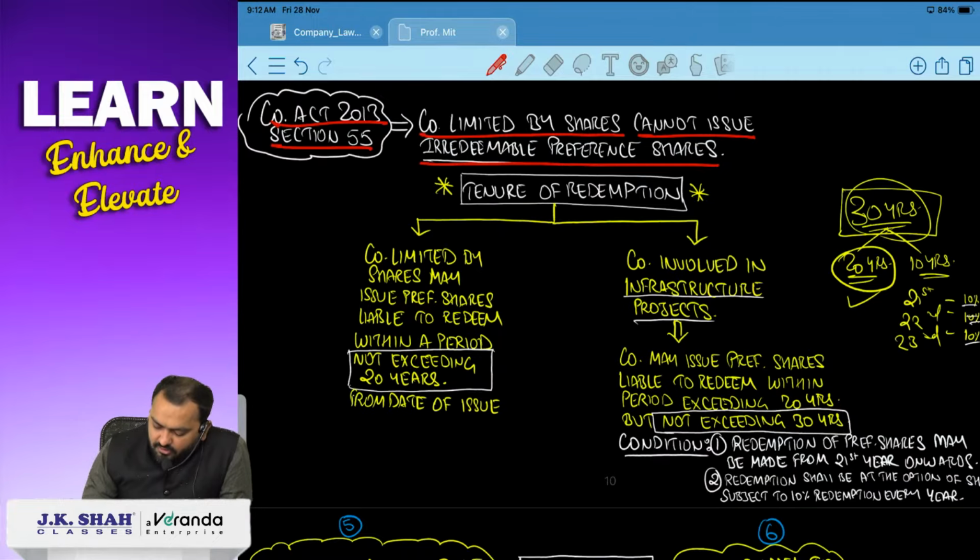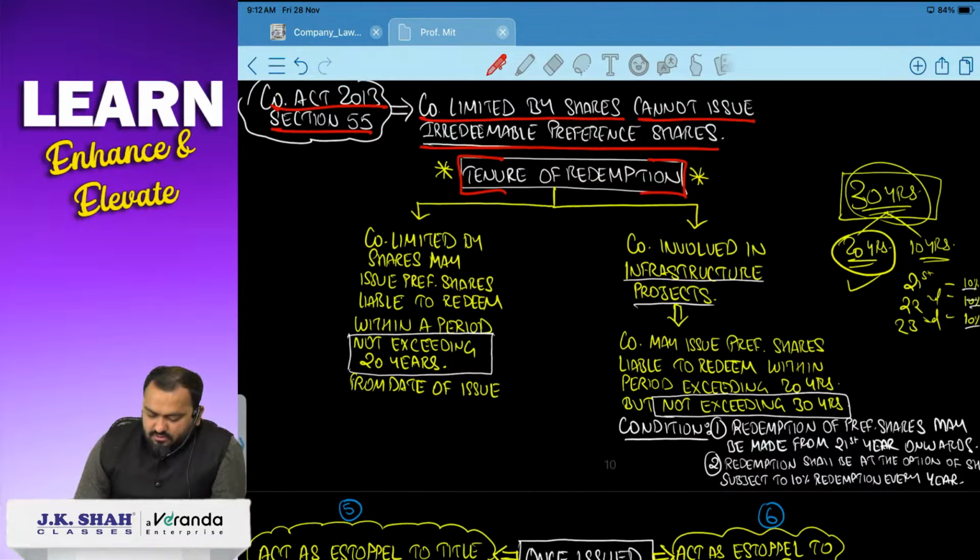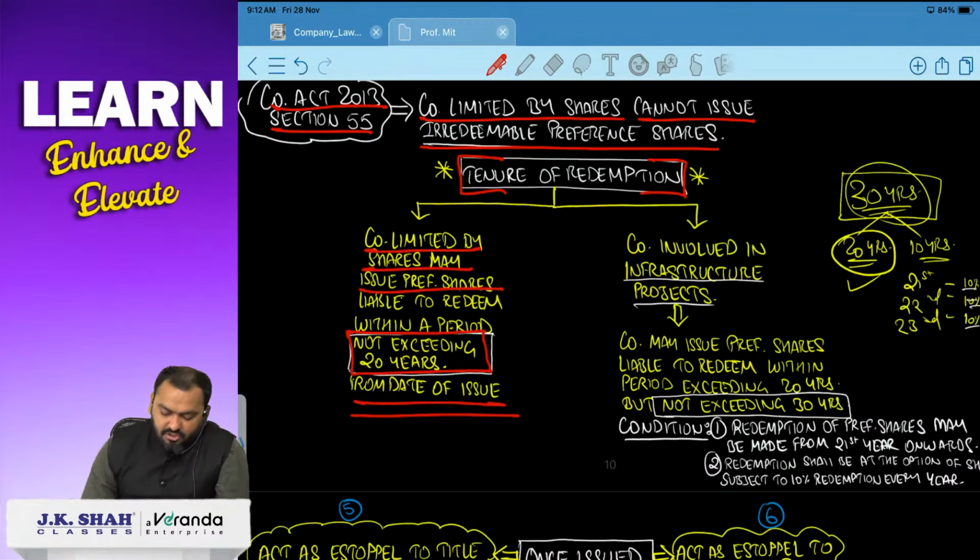Okay, now we are talking about the tenure. Come on, what is the tenure for preference shares? Generally, a company limited by shares may issue preference shares within a period not exceeding 20 years from the date of issue. Means the company will issue preference shares for a maximum of 20 years. The company has to redeem within the period of 20 years.